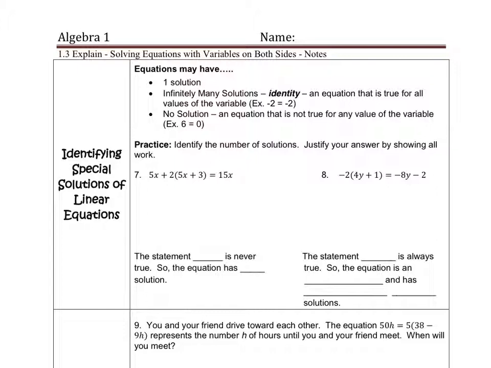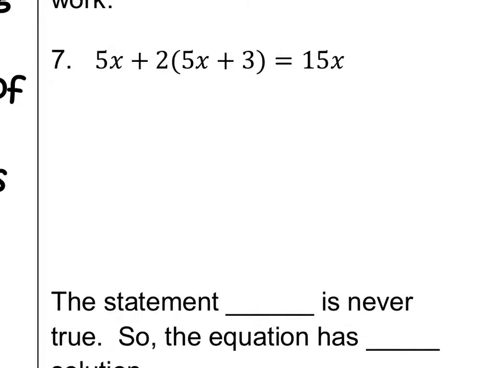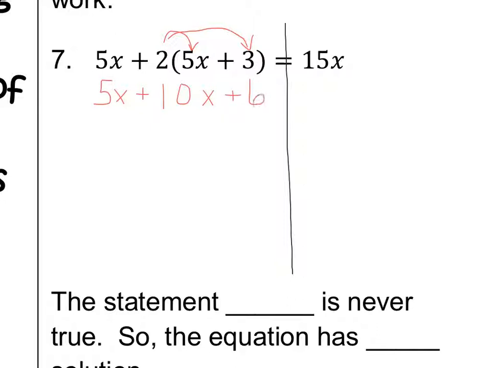What are the 2 options left over? So we're going to start with number 7. Okay, so following our poem, draw the line down the middle to define my space, then distribute and combine to start the race. So if I look over on the left side, I've got some things to distribute. So I'm going to multiply my 2 times 5x and my 2 times 3. So I've got 5x plus 2 times 5x is 10x, and 2 times 3 is 6 equals 15x.